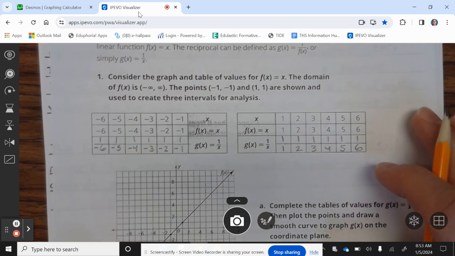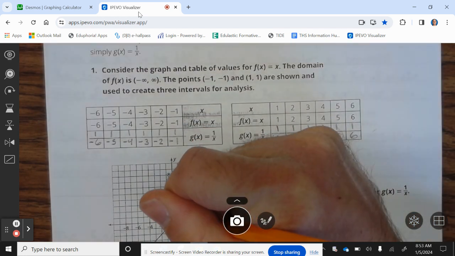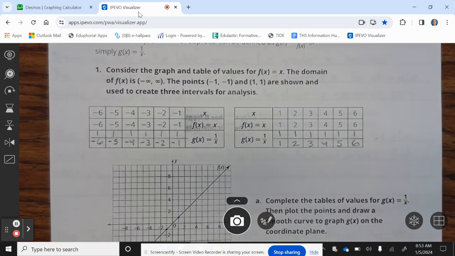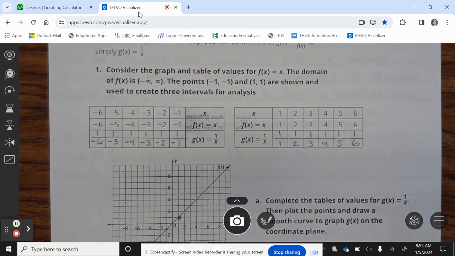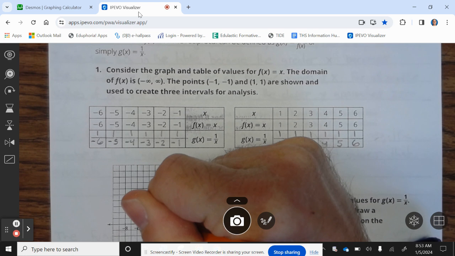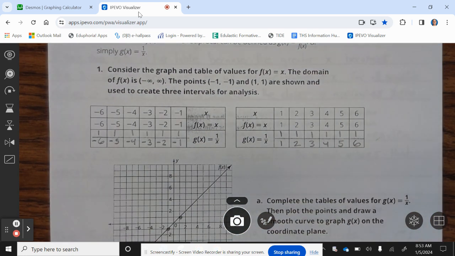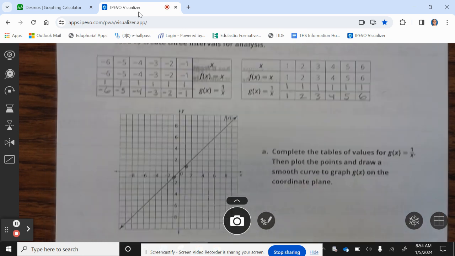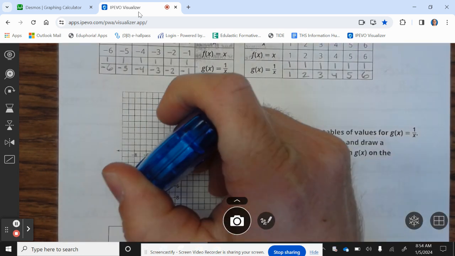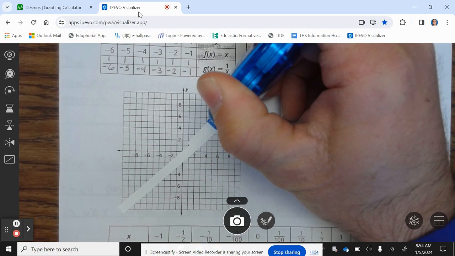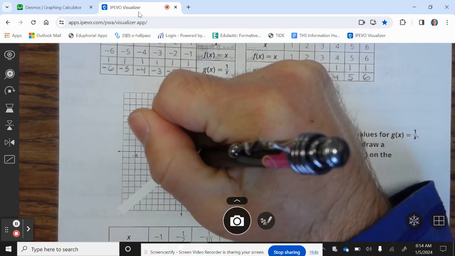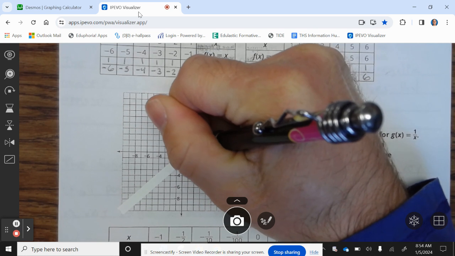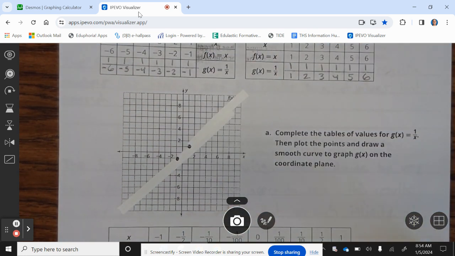So 1, 1 is right here. And -1, -1 is right here. I don't know why they graphed this line, but I'm going to go ahead and remove it, because it makes the graph of 1 divided by x kind of confusing.